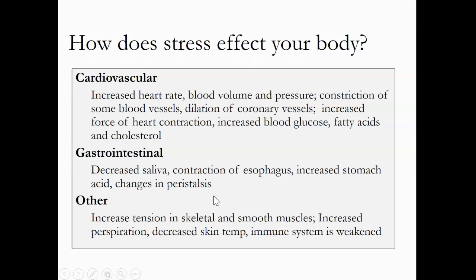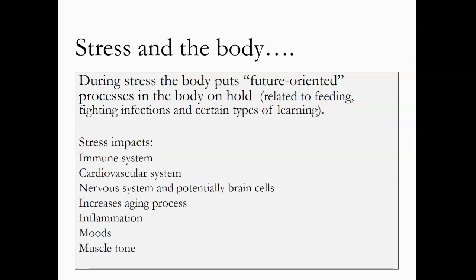Gastrointestinal: decreased saliva, contraction of the esophagus, increased stomach acid, change in peristalsis. Increased tension in muscles we talked about, perspiring more, decreased skin temperature, immune system is weakened. Stress in the body. During stress, the body puts future-oriented processes on hold, related to feeding, fighting infections, and certain types of learning, to get really revved up and going to attack that tiger or run from that tiger.